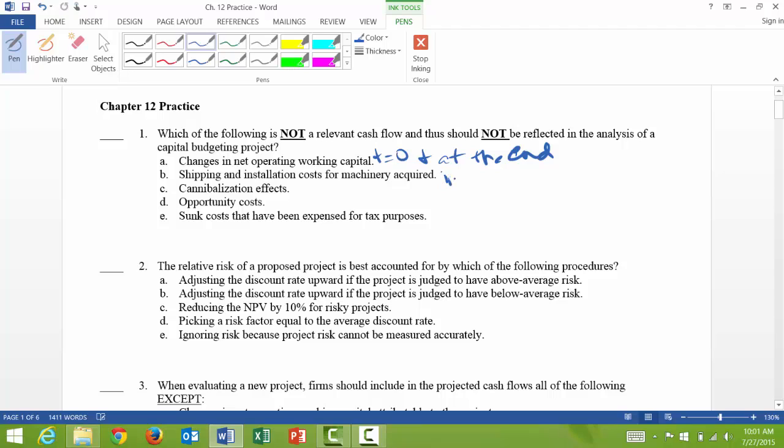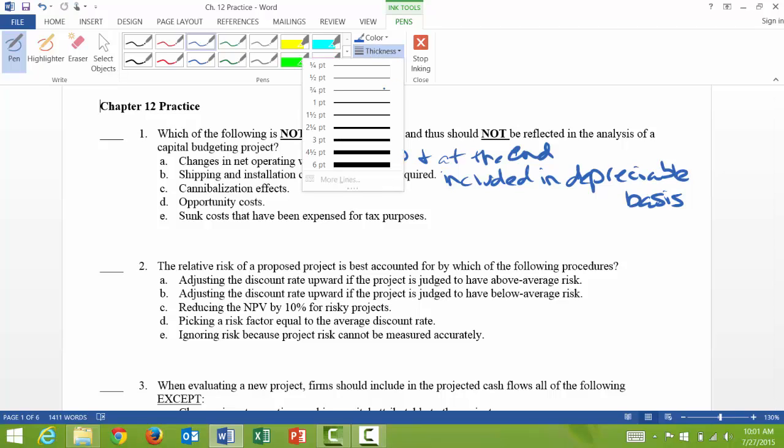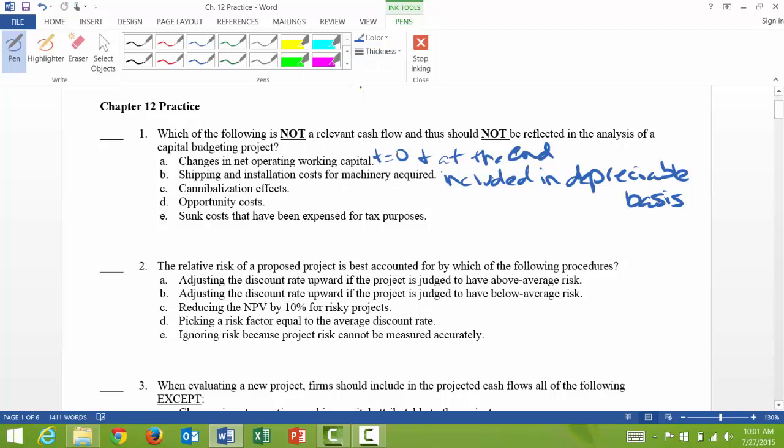Well, the shipping and installation costs are included in the depreciable basis for the machinery. So we include that because it's included in the depreciable basis. And then cannibalization effects. We do include that because one project might reduce the sales of another particular product that the company has. So we do want to include that.